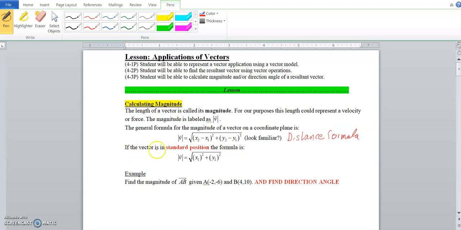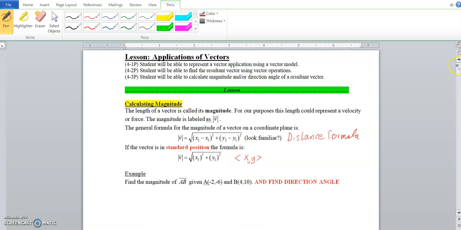So if you already have a vector in standard position, you don't have to do x2 minus x1, because x1, y1 is 0, 0. So if you already have it in terms of x comma y, that's when you can just square each term, add them, and square root them.